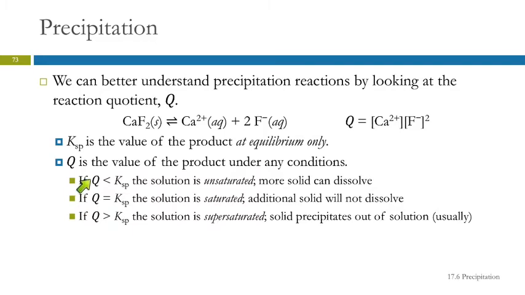So if we calculate and find out that Q is less than KSP, then we know that the solution is unsaturated. More will dissolve. If Q is equal to KSP, the solution is saturated. That's at equilibrium. As much has dissolved as will dissolve. What if Q is greater than KSP? Well, that means the solution is supersaturated, which seems impossible, but it isn't. It is unstable, though, and the solid will usually precipitate out of solution.